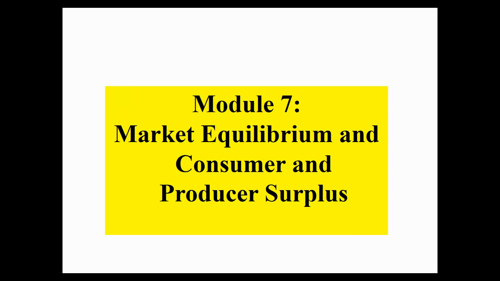We are in Module 7. We're going to talk about market equilibrium and consumer and producer surplus. We'll just briefly touch on consumer and producer surplus because we'll talk about it later on, but we want to know a basic premise of it for some things that we'll talk about in price floors and price ceilings in Module 8. But we're going to talk about putting supply and demand together now.